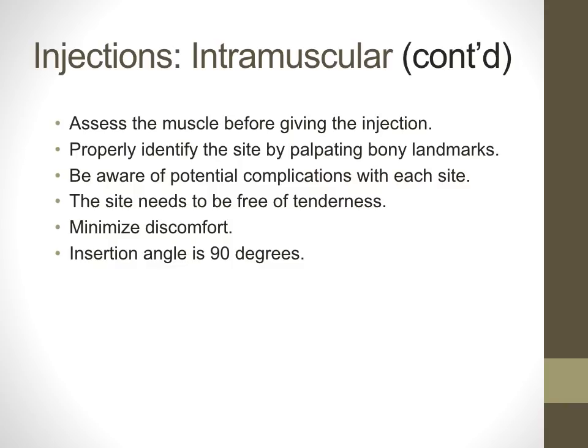Make sure you assess the patient's muscle before giving the injection. Always, always, always properly identify the site by palpating the bony landmarks. Those landmarks are going to help you locate the actual areas where the injection can be given. Be aware of any potential complications with each site. The site needs to be free of tenderness. If they've had an injection in that site, you need to pick a different site. Make sure you do all those steps to minimize the discomfort. And for intramuscular, it's always going to be at a 90 degrees.